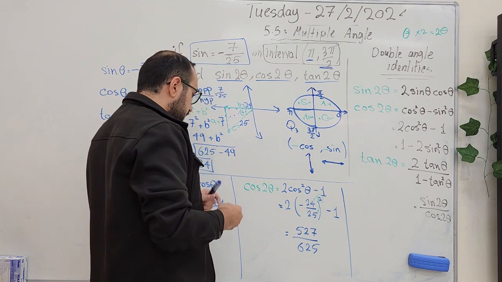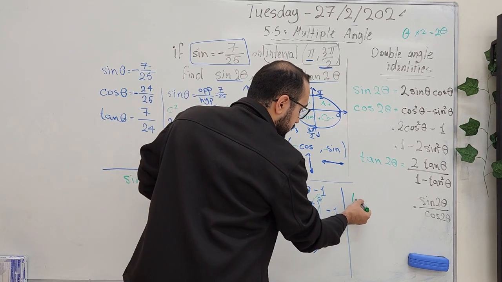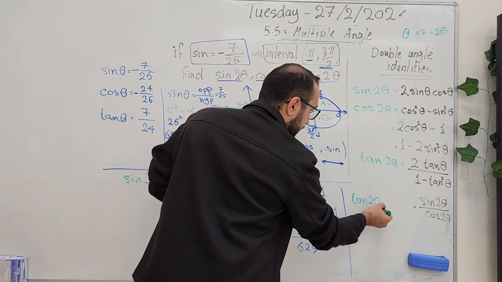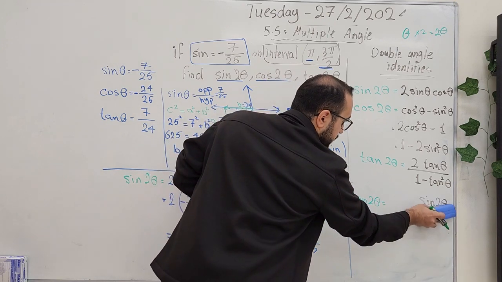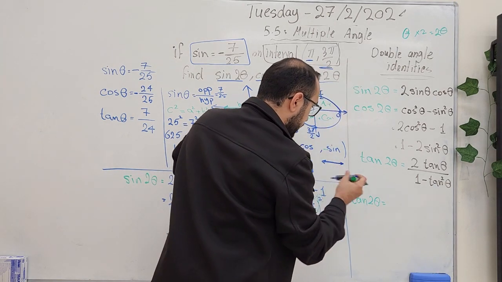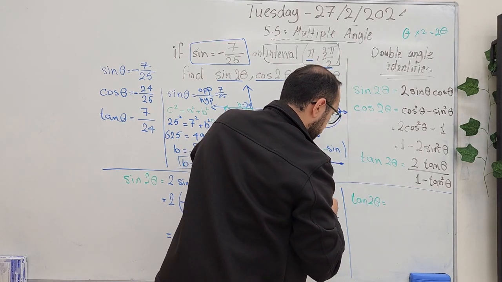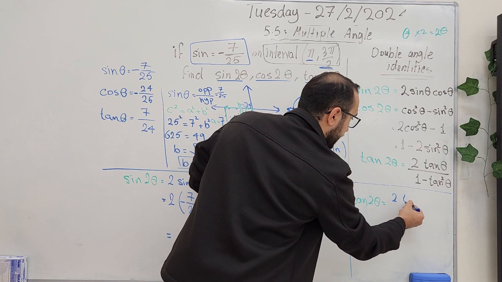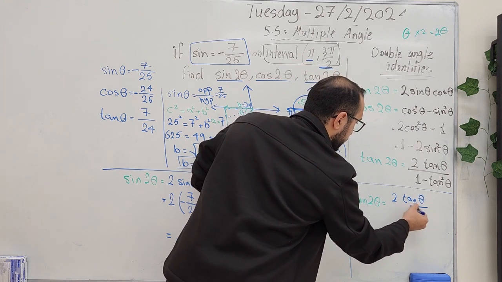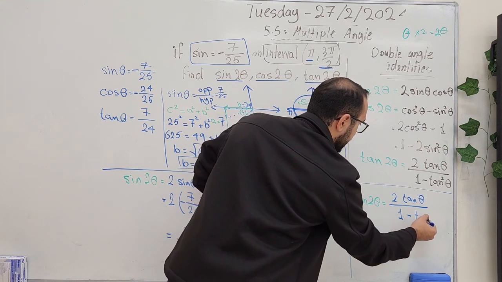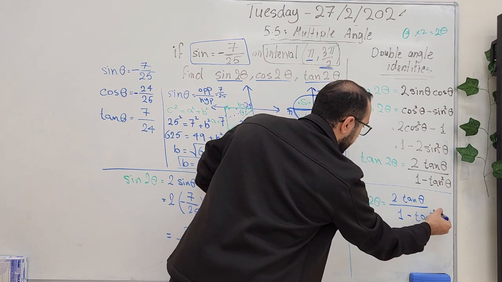So now let's write the tangent. So tangent double theta is equal, let me use this one, okay? And put the line here. So tangent double theta is 2 tangent theta over 1 minus tangent square theta.